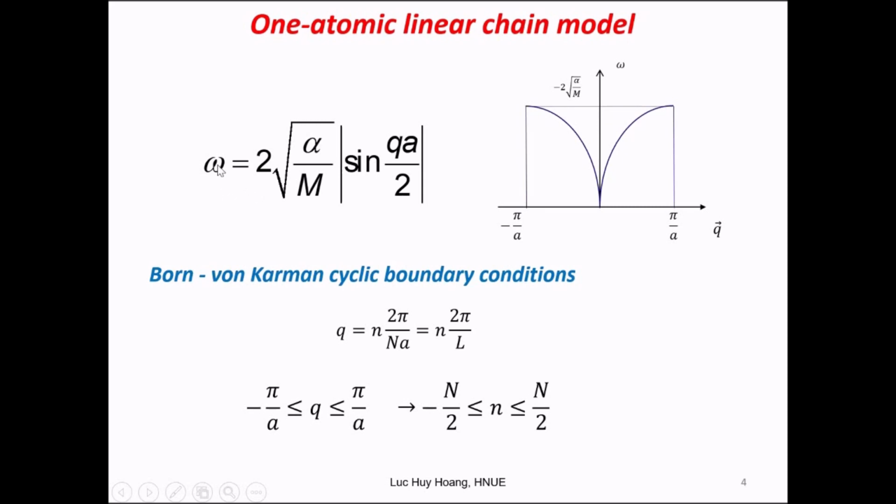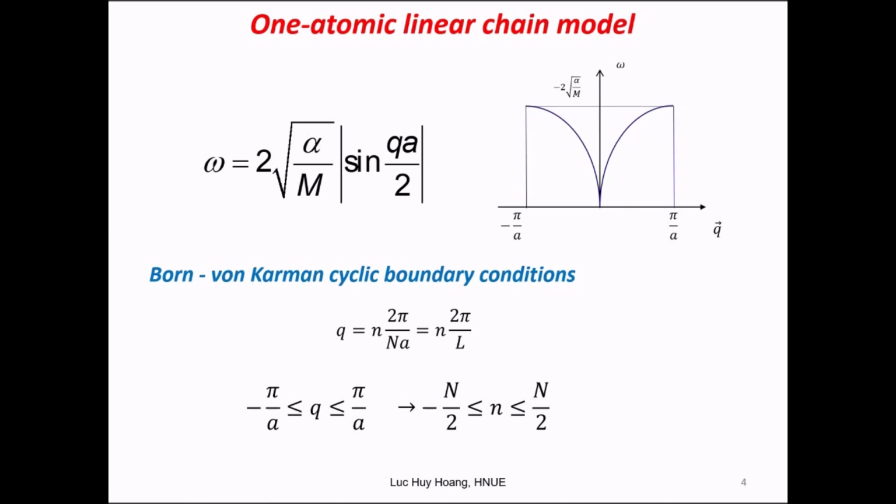And frequency omega depends on q with a sine behavior. We found that the dependence of omega on q is periodic with period 2 pi over a. So we consider the dependence of omega on q in this area only. And we see that this area matches the first Brillouin zone. So all the vibrational states of the atoms in the one atomic linear chain are contained in the first Brillouin zone.